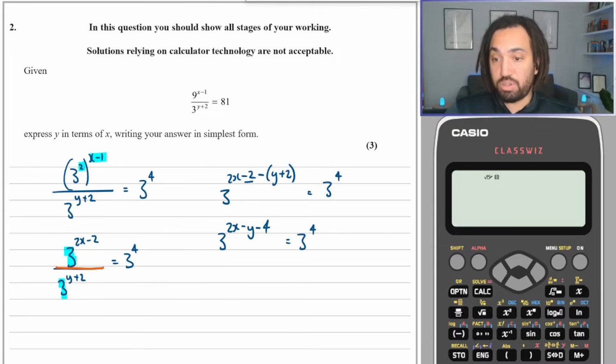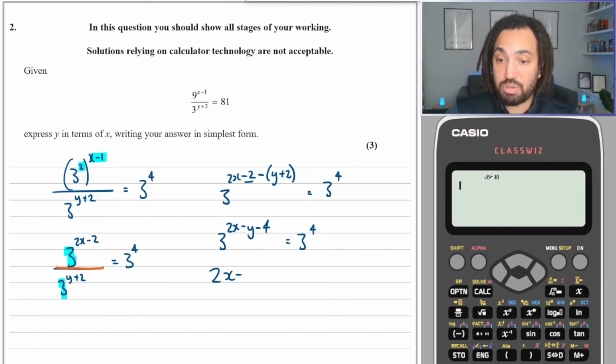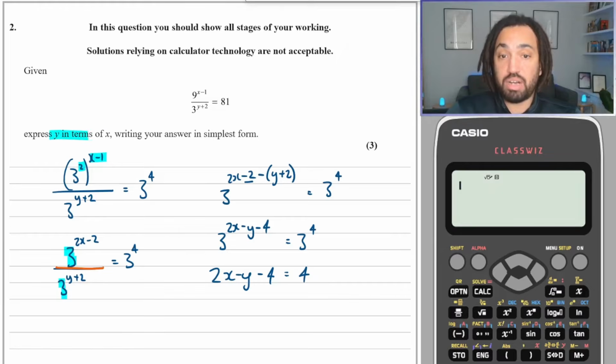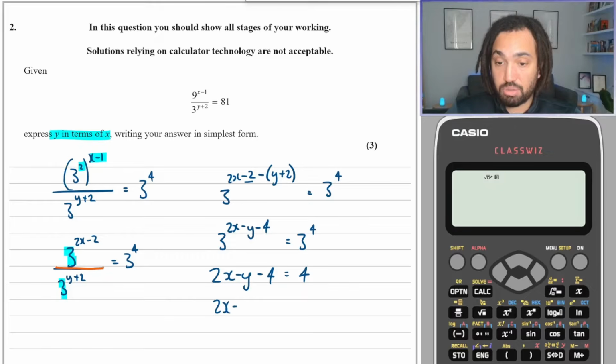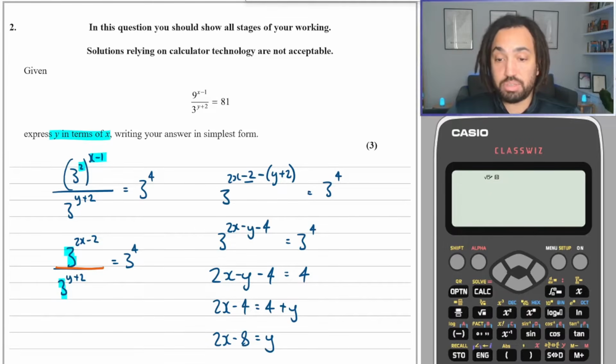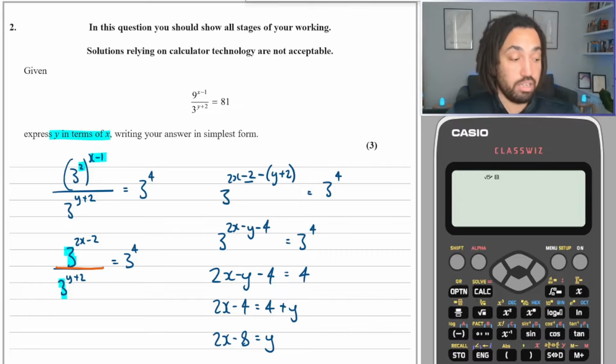Okay, great. Now we've got two sides of an equation. Both of those have powers of 3, so those powers must be the same. So 2x minus y minus 4 must equal 4. Okay, and what do we actually need here? We need to express y in terms of x. So let me make y the subject. What I'm going to do is move y to the other side by adding it to both sides, and then I'm going to subtract 4 to get minus 8. Okay, there we go. So y is equal to 2x minus 8, and we are done.